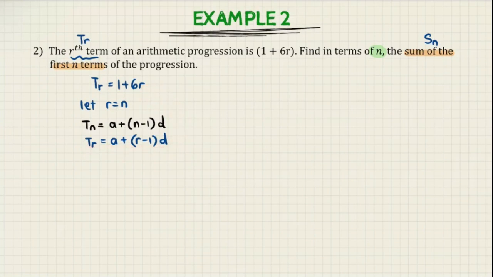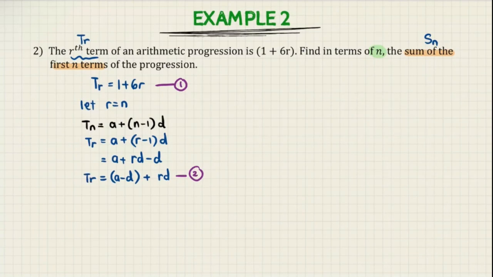Okay, so kat sini dia akan jadi A plus RD minus D, so that kita akan dapat A minus D plus RD. Okay. So kenapa saya nak dapatkan ini? Supaya saya boleh comparekan dengan the first equation here. So this will be the first equation. This will be the second equation of TR.